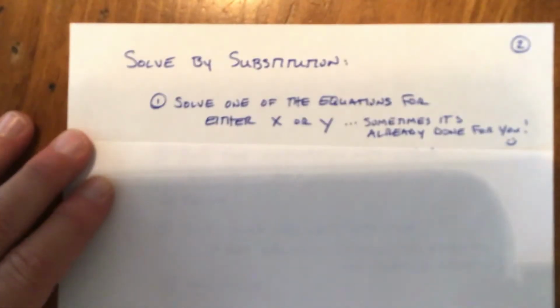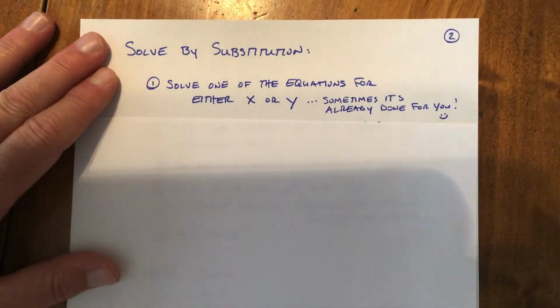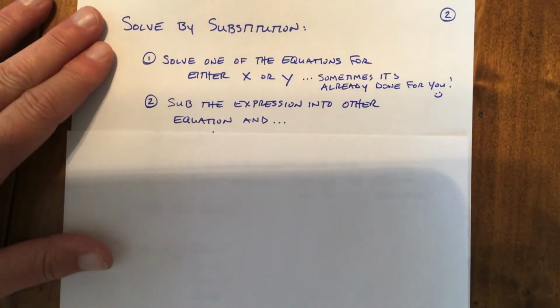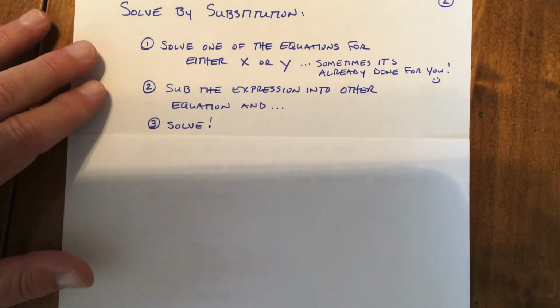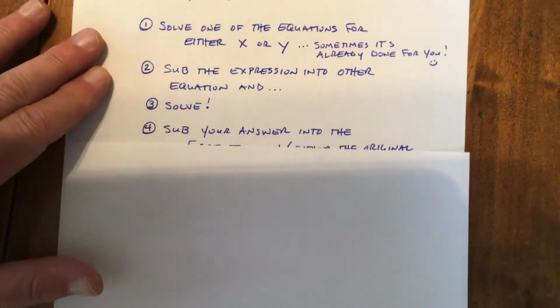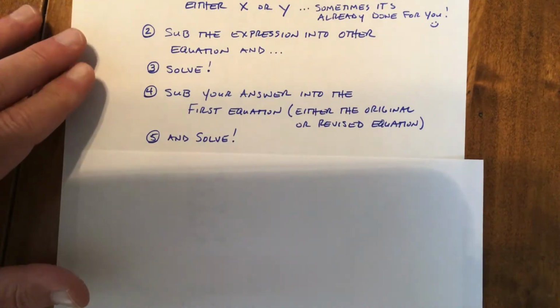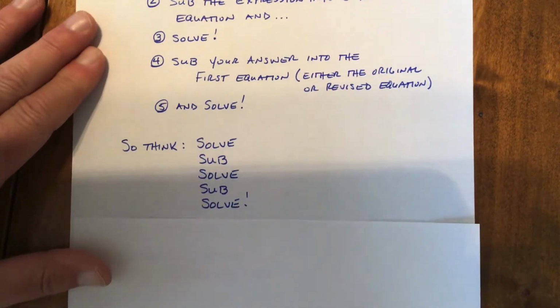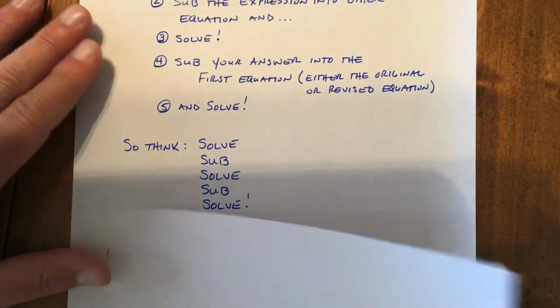Today is all about the S, because that's going to be lots of S. First step is to solve one of the equations for either x or y. And believe it or not, they may have already done it for you. Then we're going to sub the expression into the equation, and then you're going to solve. Then you're going to sub again. So you're going to sub your answer back in, and then you're going to solve one more time. So what you need to think about is solve, sub, solve, sub, solve. That's what you're going to do. Let's give it a shot.